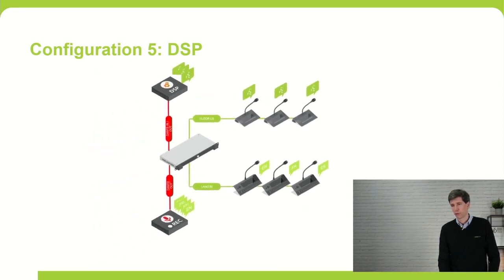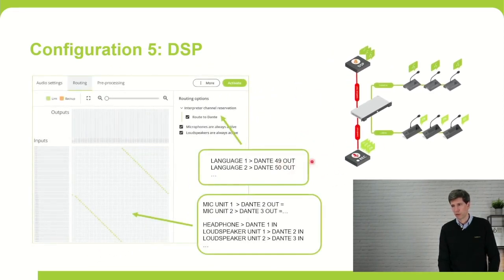And even here, it's possible to record the languages on an individual Dante level. So it looks a little bit more complex, but in fact, you just send out microphone unit 1 on a Dante channel for each microphone, and then you send back the processed audio on all the individual loudspeakers of the units.